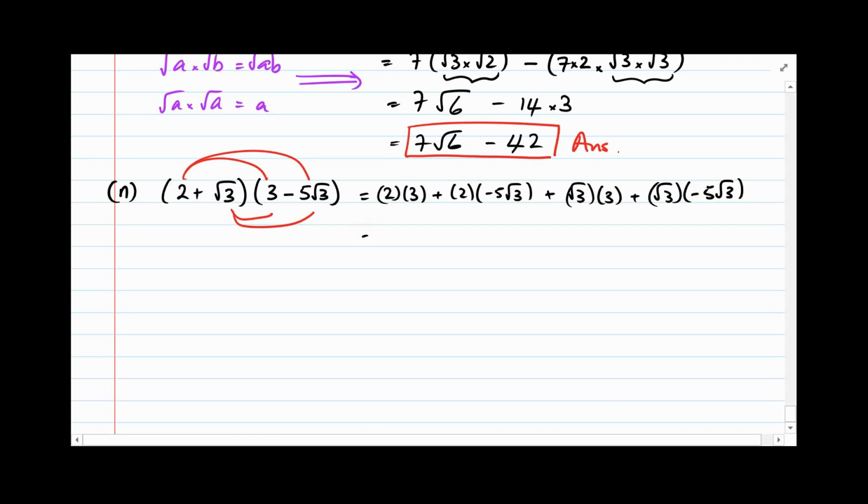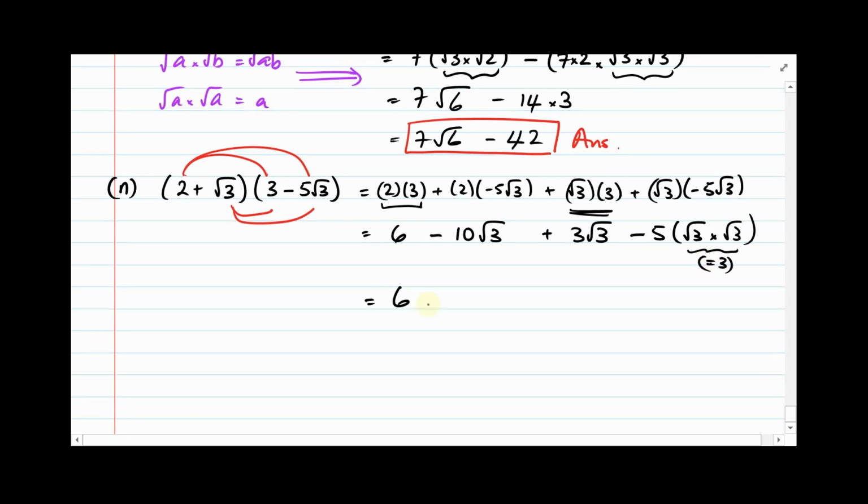Alright, so I'm just observing the signs of each term. Our first product is 6. Our next is minus 10 root 3. Our next, I'm just going to reorder them. So 3 root 3. And our next will be negative 5. Let's work this one out. Root 3 times root 3. What do I get there? That's just simply 3. So our expression, I'll wait and combine these in a bit, becomes 3 times 5, which is minus 15.